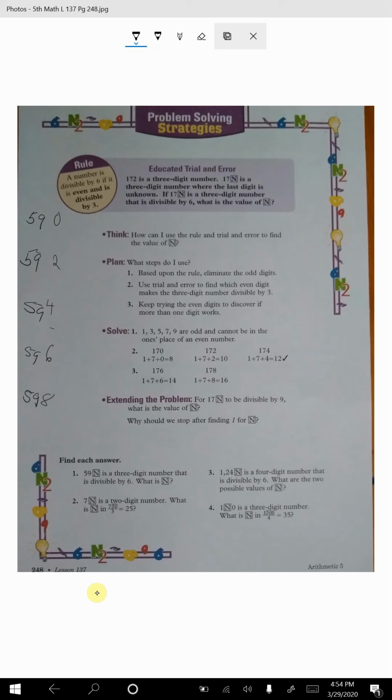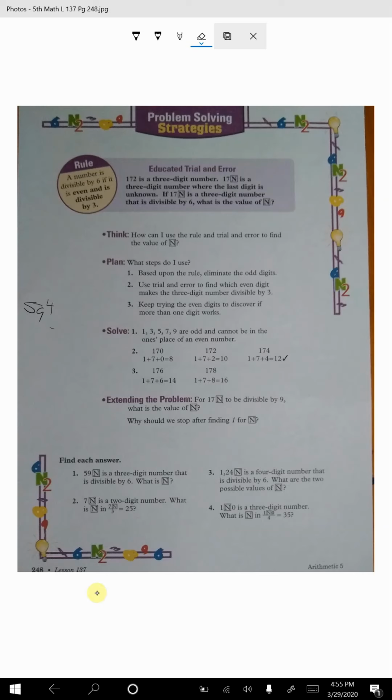Okay, let's add the digits. 5 plus 9 is 14, right? So 14 does not go into 3 evenly. This one, 16, right? 16 does not go into 3. 14, 18. 18 does go into 3. 14, 20 does not go into 3. And 14, 22, right? Does not go into 3. So we're left with one number, 594.